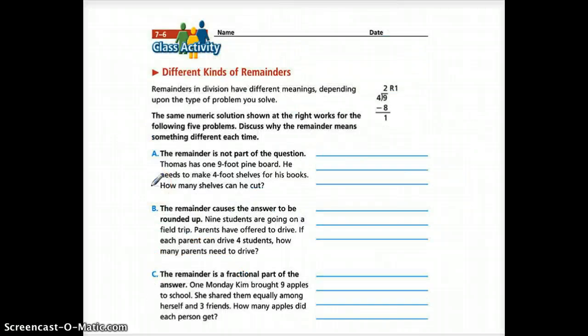Alright, next we're going to look at different types of problems with remainders and how remainders can mean different things depending on what the problem asks. So the same numeric solution shown at the right works for the following 5 problems. Discuss why the remainder means something different each time. So we're going to use 9 divided by 4 for each problem. So 9 divided by 4 equals 2 remainder 1. So for this problem, Thomas has one 9-foot pine board. Okay.